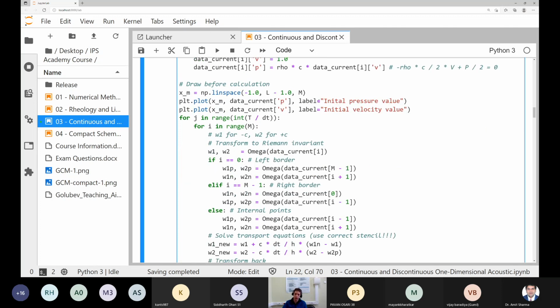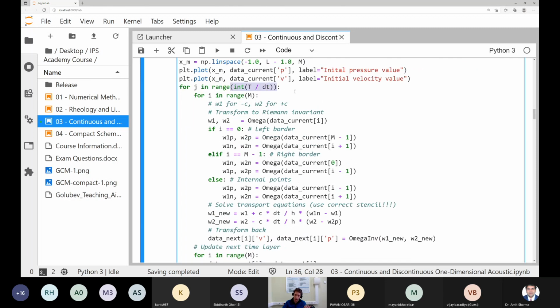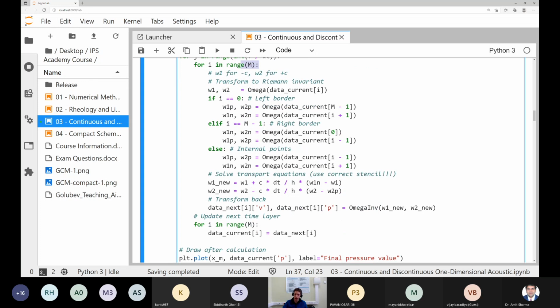I introduce some mesh, and each time layer I go from left to right in our domain. Initially, I calculate the values of invariants W1 and W2 at the current M point. Then, if we are inside the domain, we can calculate the invariant for the previous point and for the next point. If we are outside of the internal points, for example at the left border, I decided to use the periodic boundary condition.